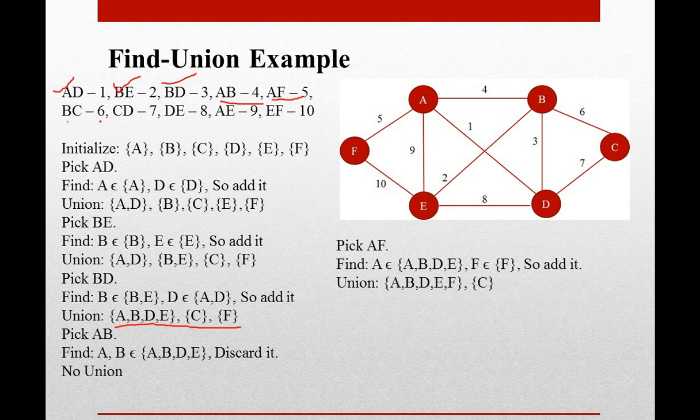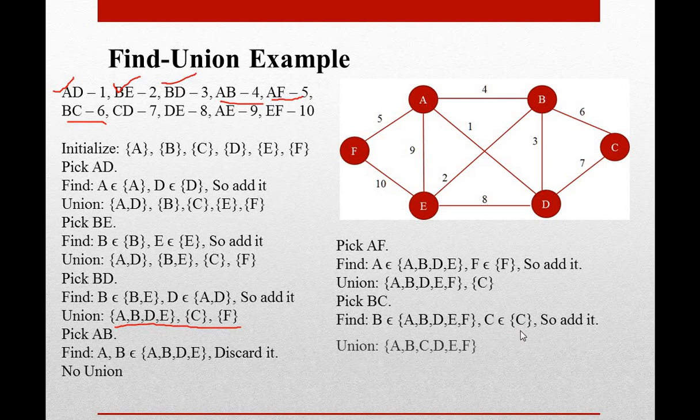Now let's choose BC. So B belongs to A, B, D, E, F, and C belongs to set C. Both are different sets. So we add it and we do a union. So A, B, C, D, E, F. So now we have only 1 set.